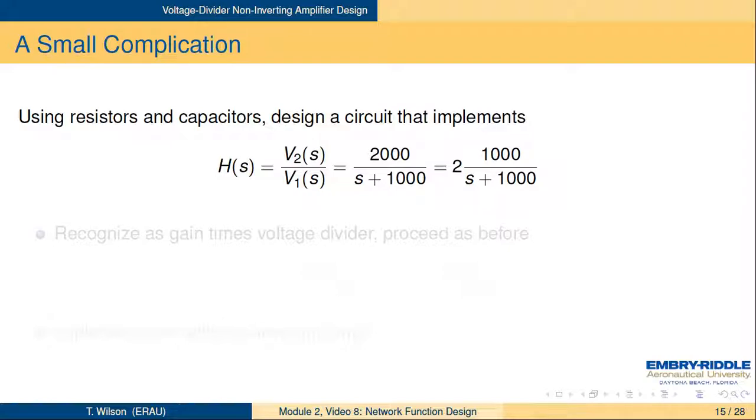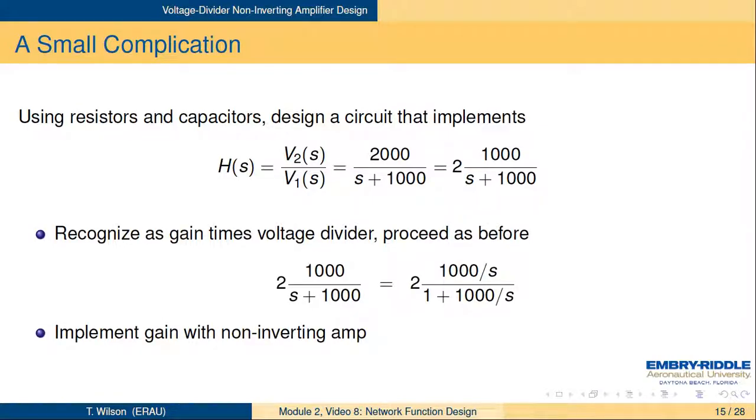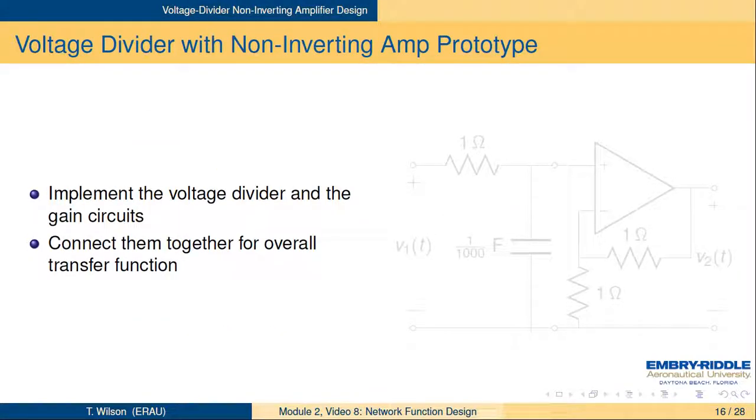That's going to be a 1 ohm resistor with a 1 over 1,000 farad capacitor, just like we just saw a minute ago. But now we have this scale factor of 2. And so we recognize that as a gain term, and we implement that with a non-inverting amplifier. So here we do the voltage divider and the gain circuits, and then we put them all together.